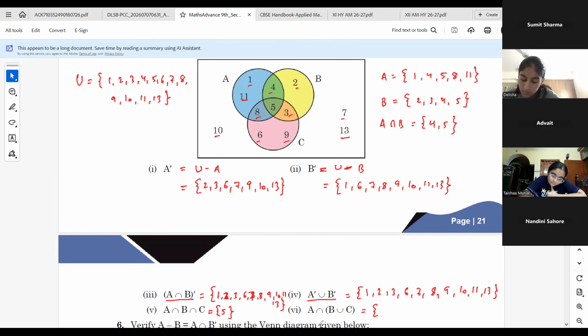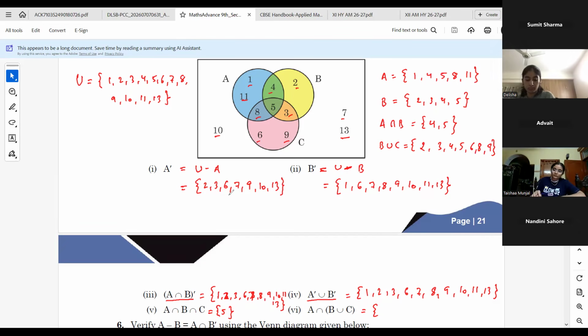Then we have A intersection B union C. But for that, we want B union C first. So we will have to write B union C here. B union C means all the elements coming in B and C both. So 2, 3, 4, 5, 6, 8, 9. These are the elements that are coming in B and C combined.